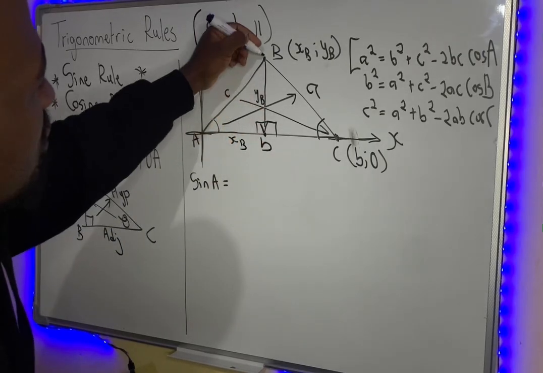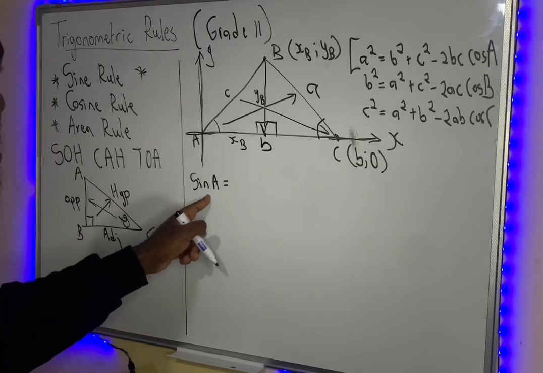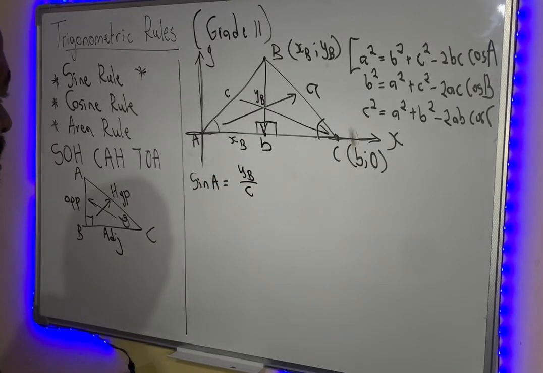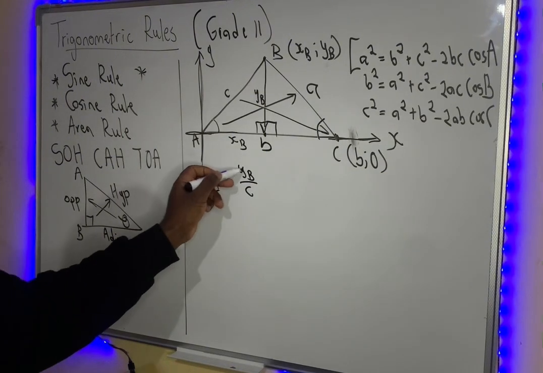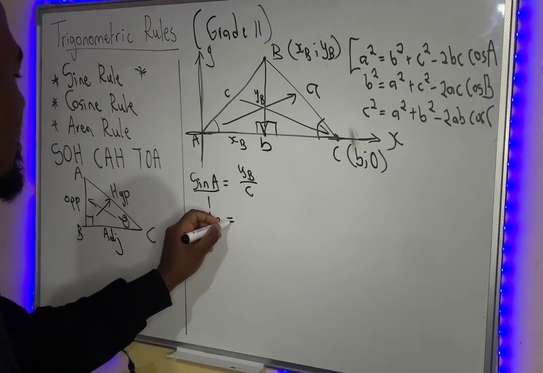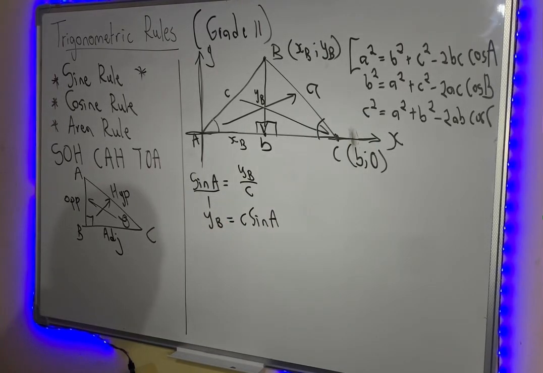Since the X coordinate of B here is XB there. Now, for our sine A, we're going to have YB over C, right? Then over 1. If we are solving for YB, we will cross multiply. We get YB as C sine A. I hope you saw that. It was simple and straightforward.